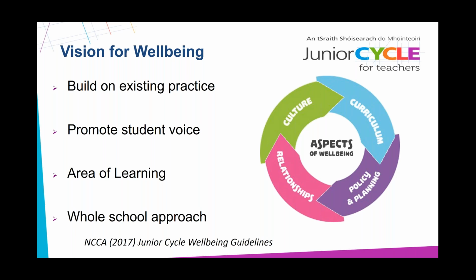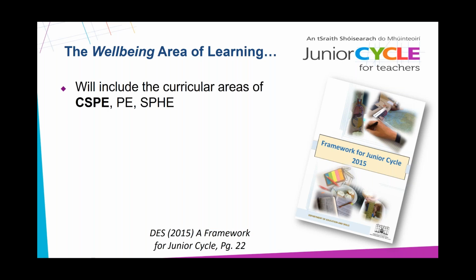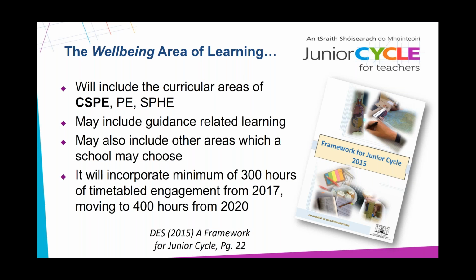So we're just going to look at wellbeing as an area of learning. This includes the curricular areas of CSPE, PE and SPHE. Other areas included may be guidance related learning, and they also may include other areas which a school can choose to provide. The minimum amount of hours for wellbeing will be 300 hours from 2017, and that will move to 400 hours from 2020. And all this information is in the Framework for Junior Cycle.